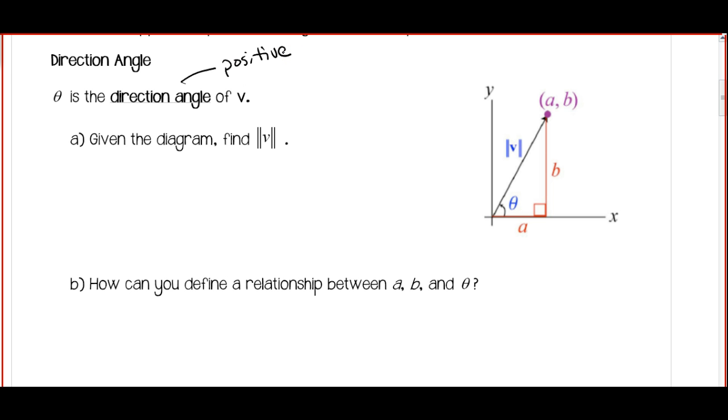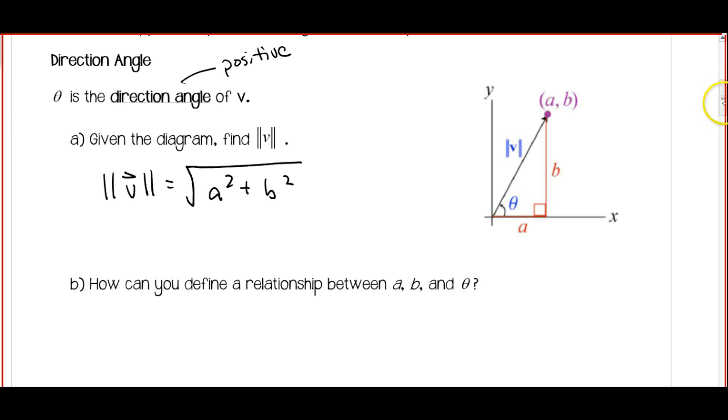Alright, so for part A of this, what we want to do is find the magnitude of our vector based on it having an x component of A and a y component of B. So we're simply going to use the Pythagorean theorem or the distance formula, whichever way you want to think about it. So it's just going to be the square root of a squared plus b squared. So there's our magnitude.